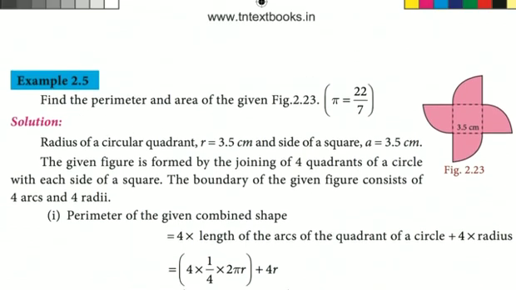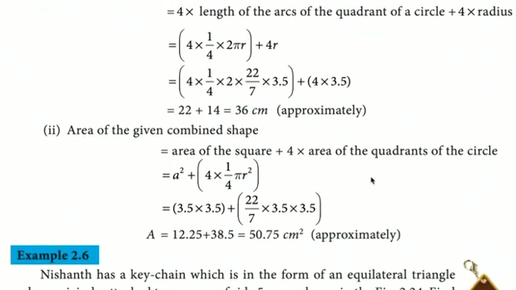Let's see the area. How to find? This is a rectangle, that is a square. The circle is pi r square. The square is 3.5 into 3.5. Pi r square is 22 by 7 into r square, r is 3.5 into 3.5. So if you take 3.5 square common in both cases, what you will get? 29 by 7 into 3.5 square is the area. So total is this.